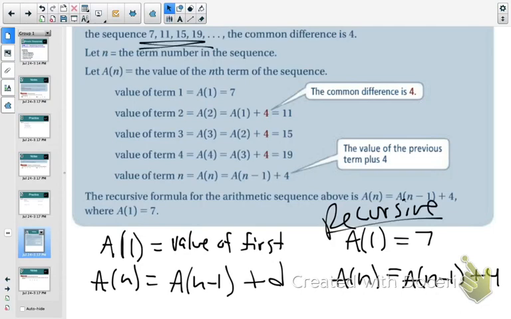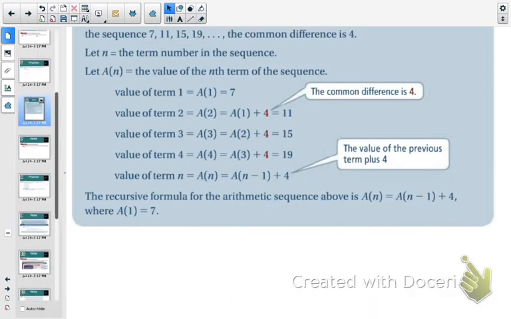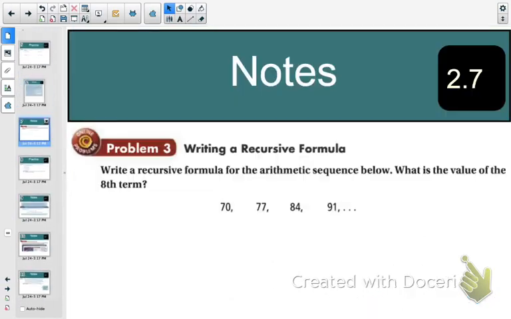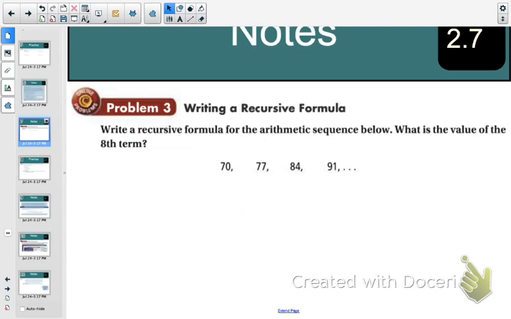Some sequences are only defined recursively, but for most of them, recursive is not that useful. Say I want to find the 100th term, a100. I still need to find the 99th term before I can add 4 to it, and to find the 99th term, you have to find the 98th term. So it's not super useful. I'm going to show you another way, called the explicit formula, which will come up in a couple of slides. But let's practice the recursive formula first.